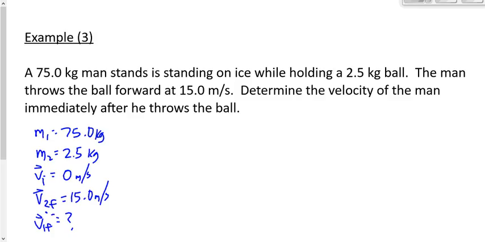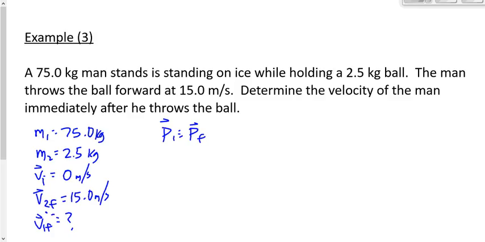All right, so let's set this up the way we set up the other two examples, Pi equals Pf. This is not a collision, but this is what we call an explosion, right? Not literally an explosion, but it's like an explosion where one object becomes two. Momentum is still conserved as long as we have an isolated system. So we'll say that Pi equals Pf. The total initial equals the total final.